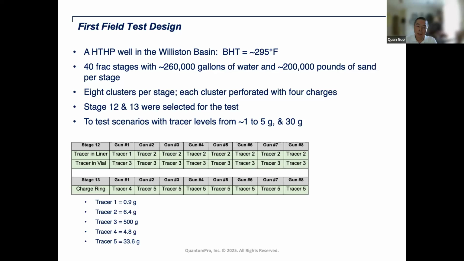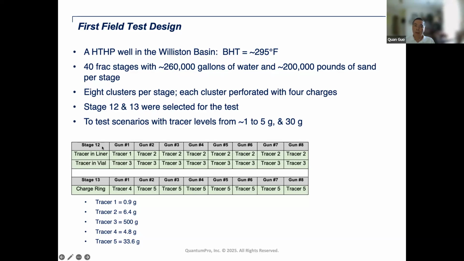This, again, like I said, is a high temperature, high pressure well in the Williston Basin, and the bottom hole temperature is about 300 degrees Fahrenheit, and it has 40 stages with this much of gallons of water and this much of pounds of sand per stage, and 8 clusters per stage, and each cluster was perforated with 4 charges. So stage 12 and 13 were selected for the test.